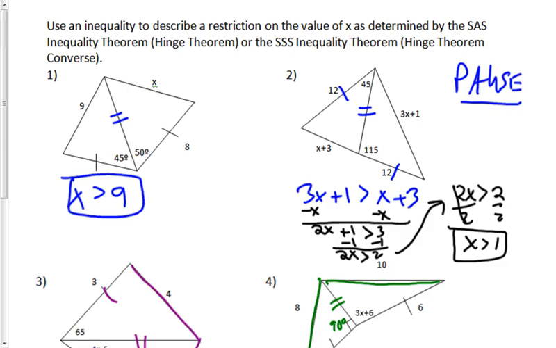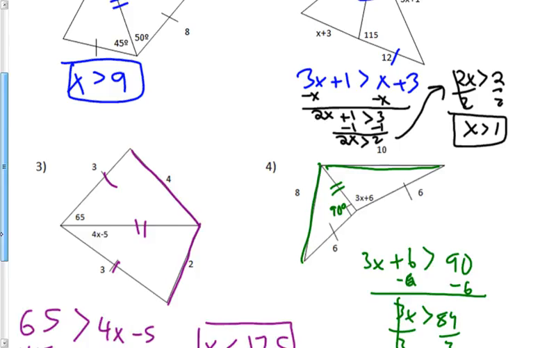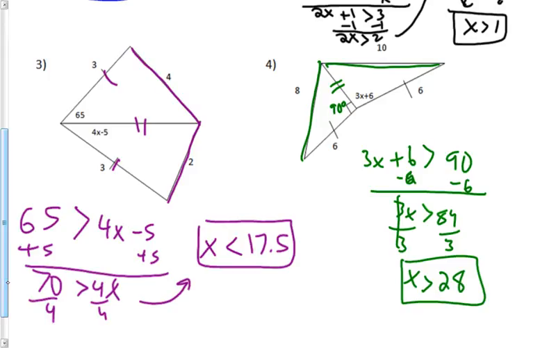Alright, so to check how you did, if you want to take a look at my work and my answers, you can pause it as you need to. For 1, you should get x is greater than 9. For 2, once you solve it, you should get x is greater than 1. For 3, you get x is less than 17.5. And then for number 4, we get x is greater than 28. So applying those two theorems, that's how we would get those inequalities.